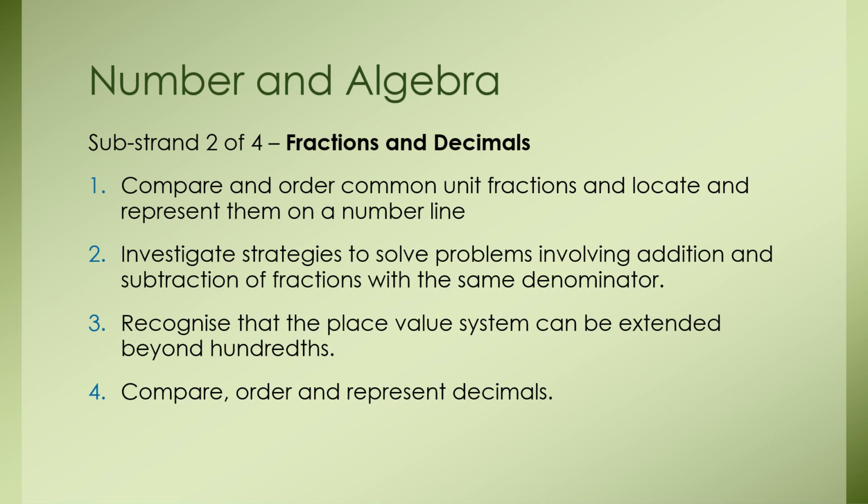The next one is just recognizing that the place value system goes beyond hundredths. You'll probably have a look at thousandths and ten-thousandths. So yeah, we'll probably only look about that far. So only a little bit past the second decimal place. And then comparing, ordering, and representing decimals, just building familiarity with them, putting them in order, and understanding just the basic place value concepts when you start going into tenths and hundredths.